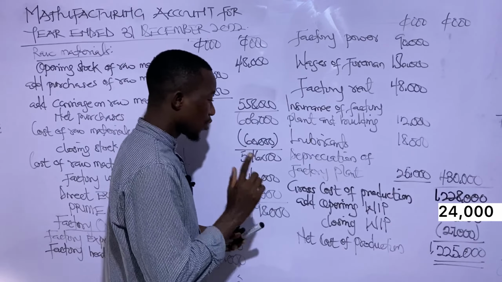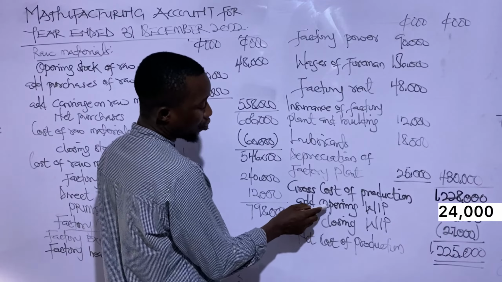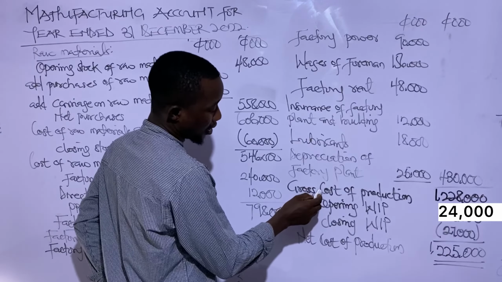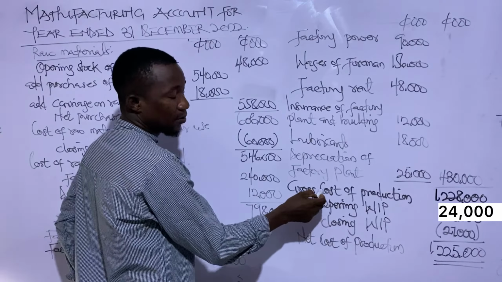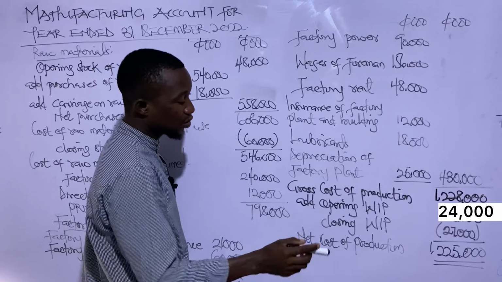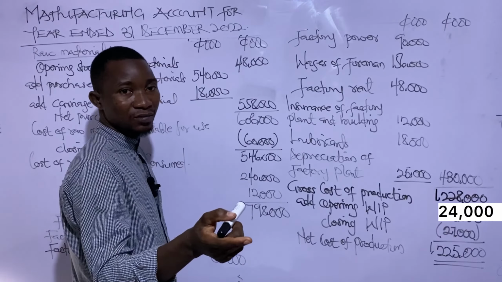So one key thing I want you to also take note of is that if there are no adjustments on the cost of production, then this should be transferred. But if there are adjustments, as we've done over here, then the net cost of production should be transferred.